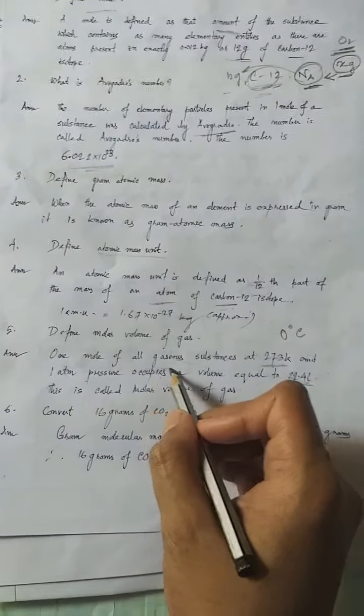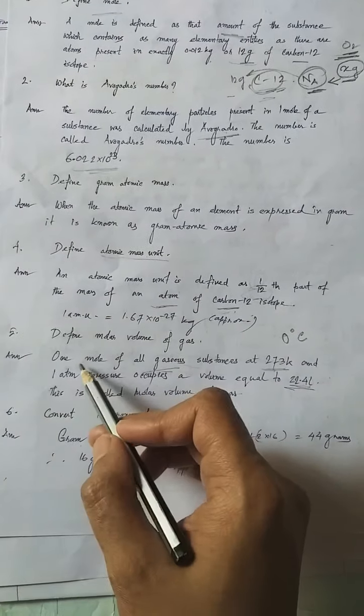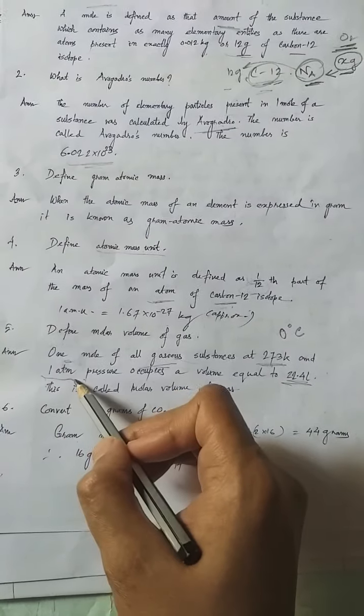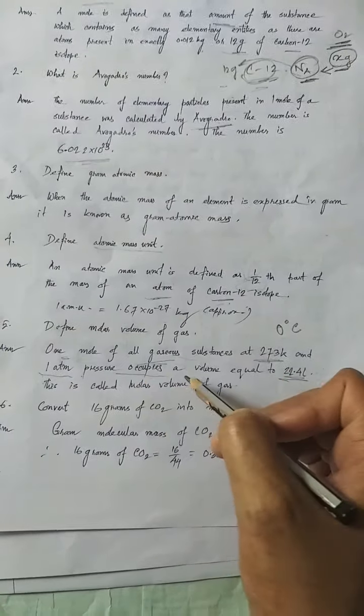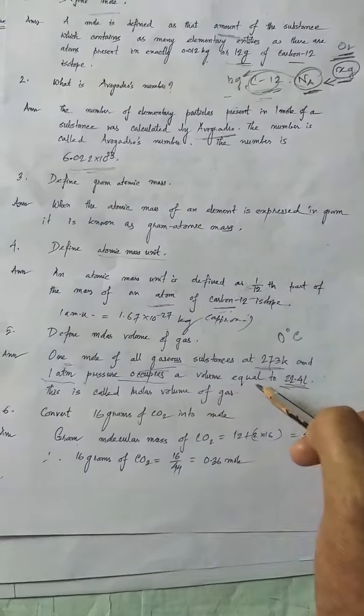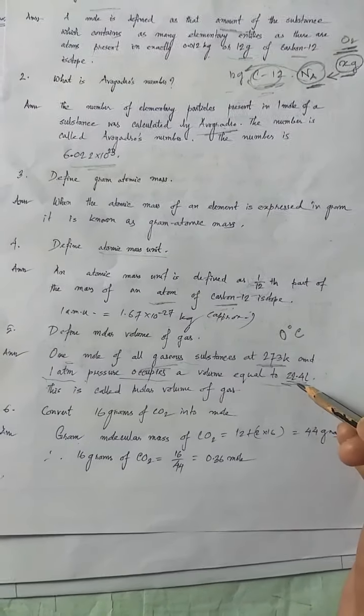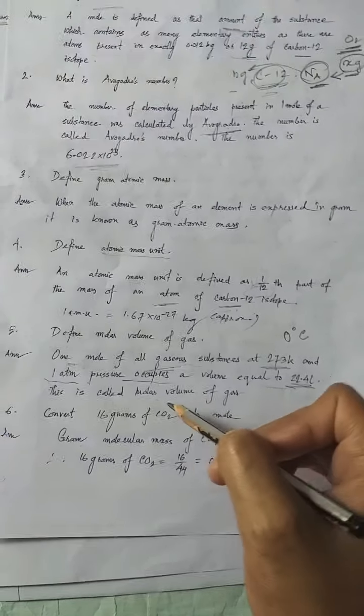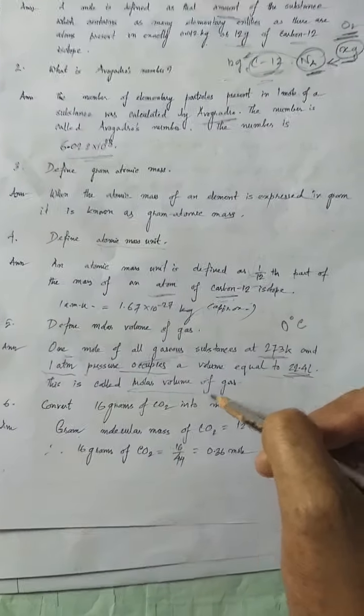Any gas of all the gases, if you take one mole of it at 273 Kelvin and 1 atmospheric pressure, then it will occupy the same amount of volume no matter whatever gas you have taken. Then that value equals to 22.4 liter. That volume equals 22.4 liter. This is called the molar volume of the gas.